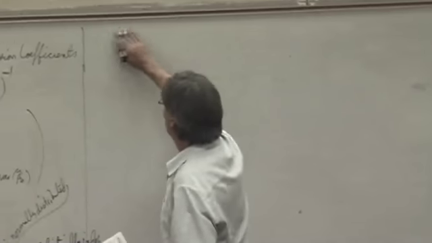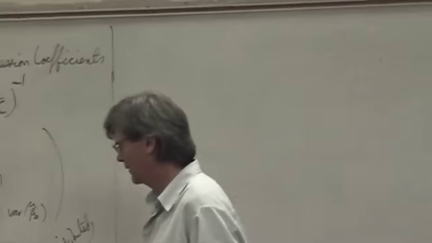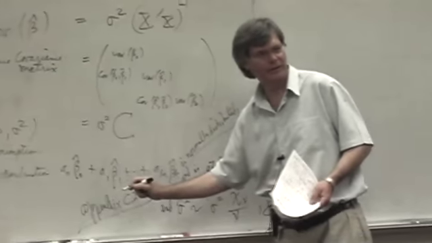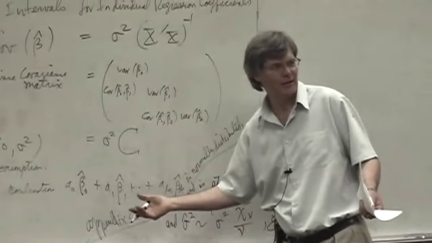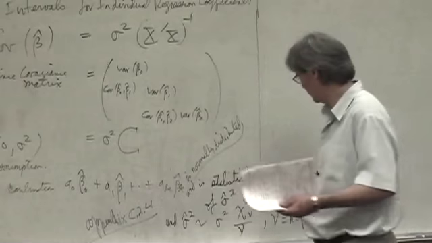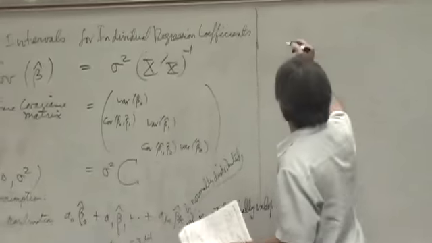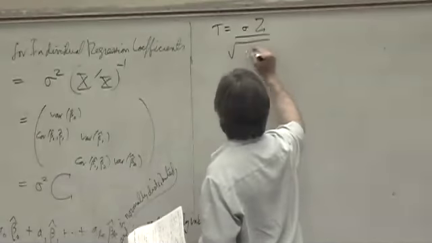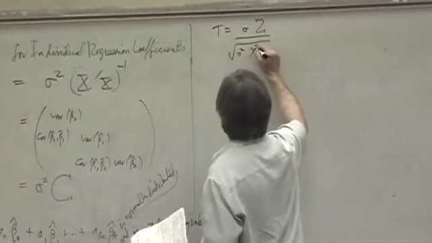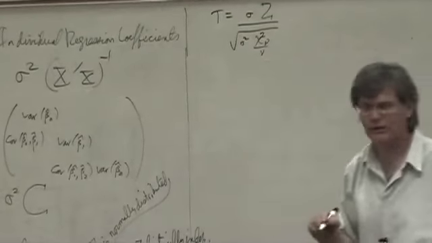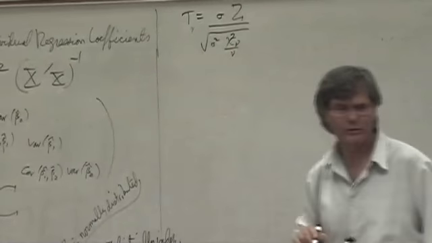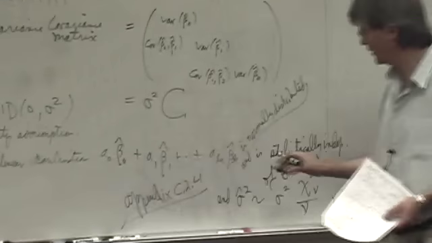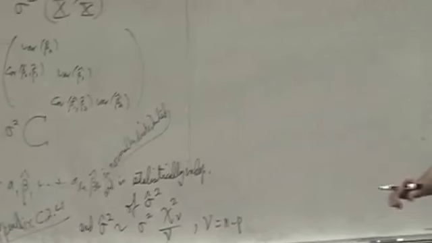So we only need to know how to normalize this linear estimator in order to get a t-statistic. For a t-statistic, I need sigma times z over the square root of sigma squared chi-squared nu over nu. That's my t-statistic, with nu degrees of freedom. That's how a Student t random variable is defined. So I just have to know how to normalize this estimator to make it sigma times z.